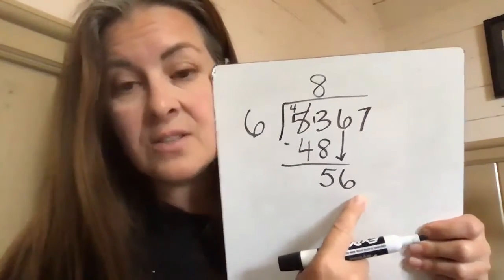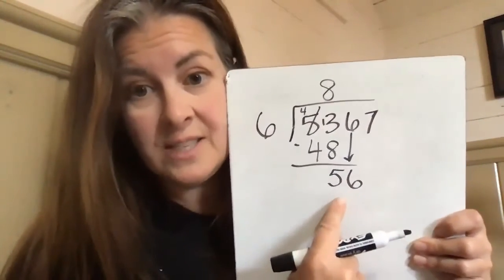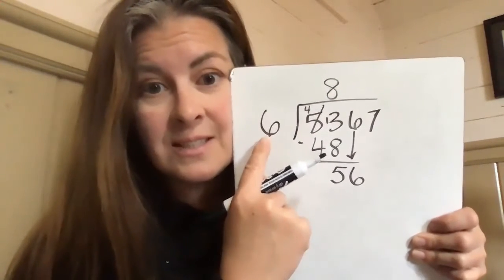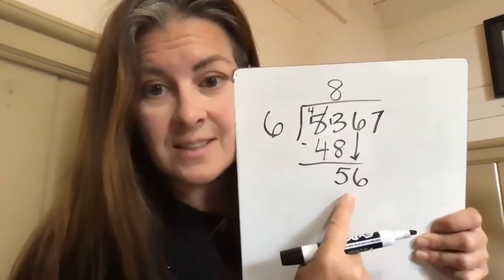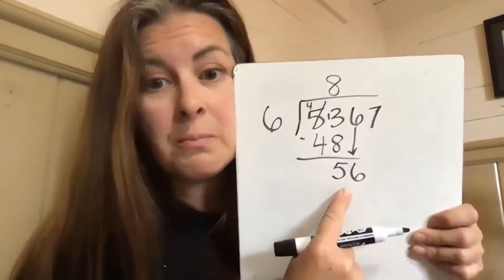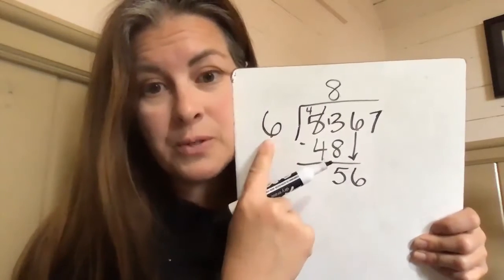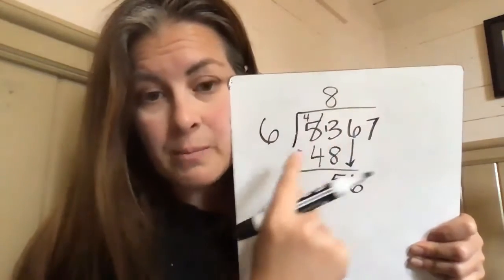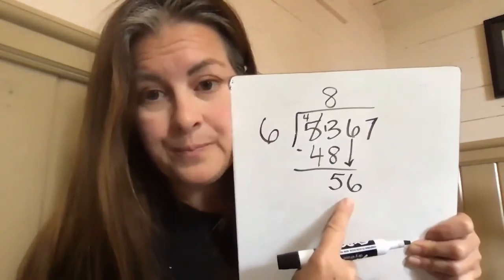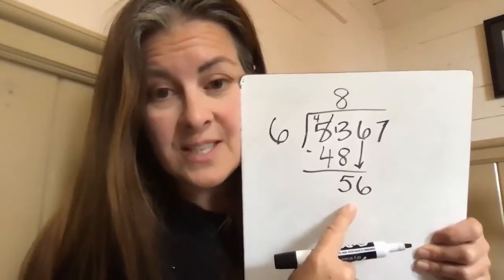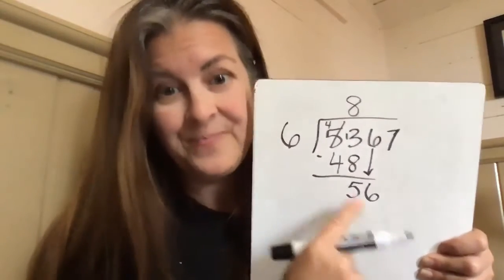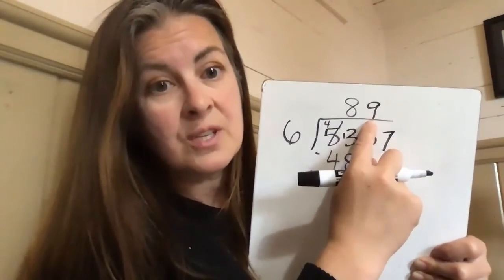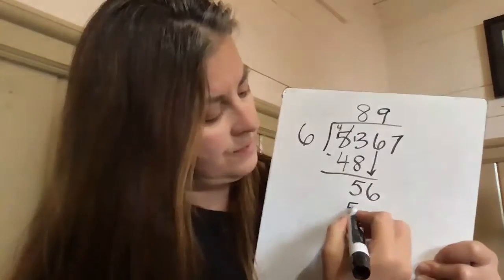Now we have 56. This is our new dividend, right? Our new dividend is what we're dividing 6 into. Again, we need to know our multiples of 6. 6 times what gets us close to 56? We need to write the closest multiple. Children, if they know their multiples of 6, will go immediately to 9 as the answer up here, because 6 times 9 is 54. So the closest multiple to 56 is 54, right? So we say 6 goes into 54 9 times. 9 times 6 is 54.